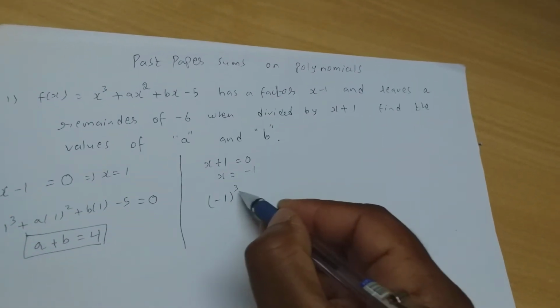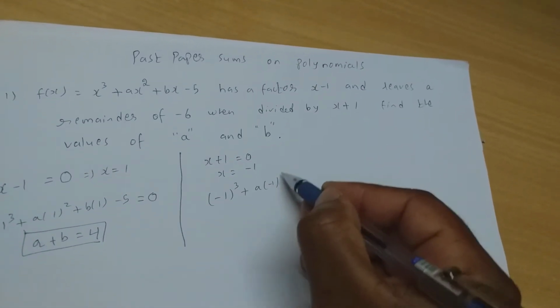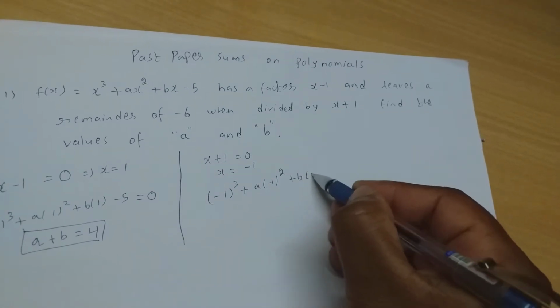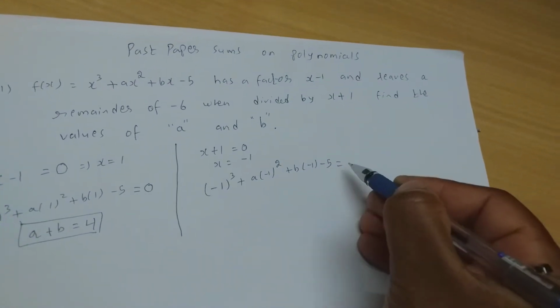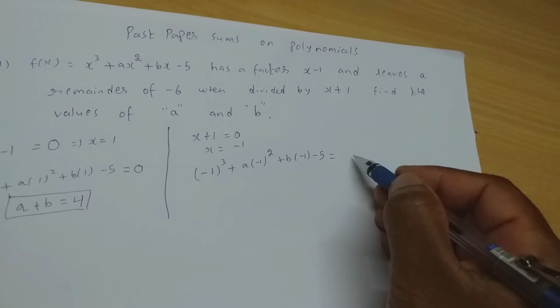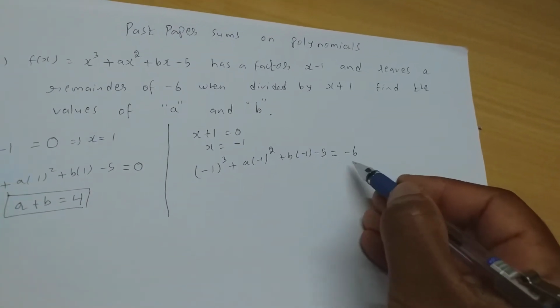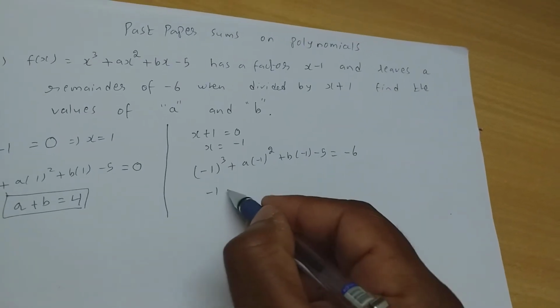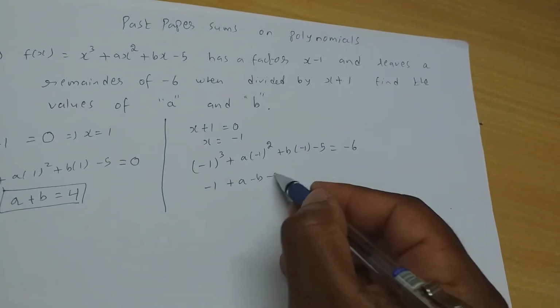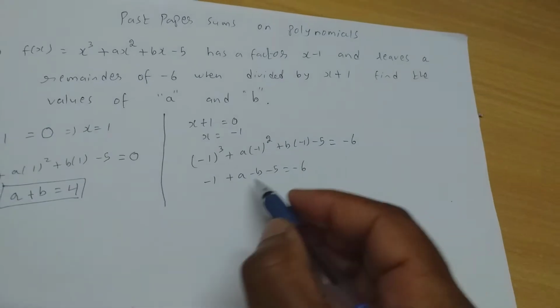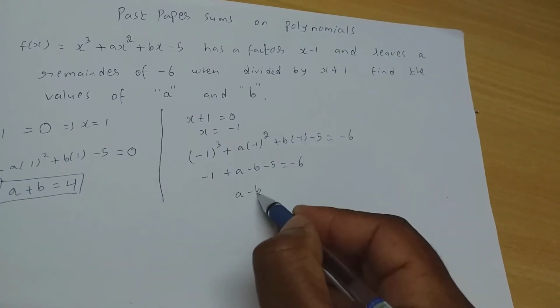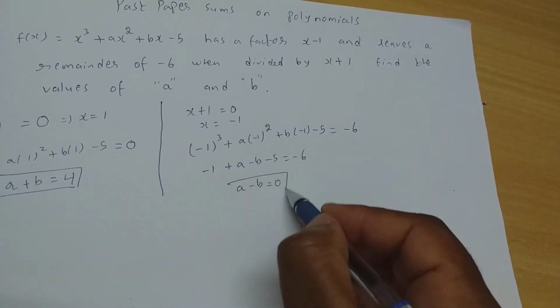So minus 1 whole cube plus a into minus 1 whole square plus b into minus 1 minus 5 equal to remainder. Earlier one was factor, so 0. Now here the remainder is minus 6. It's given. So here it is minus 1 plus a minus b minus 5 equal to minus 6. So I get a minus b equal to 0.